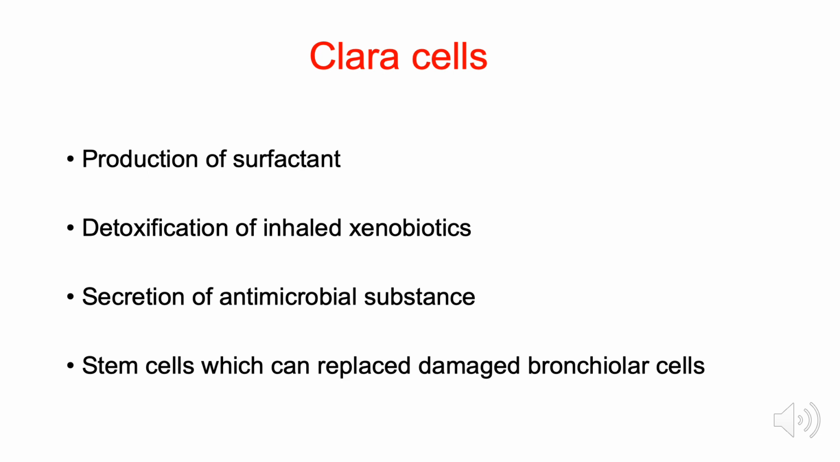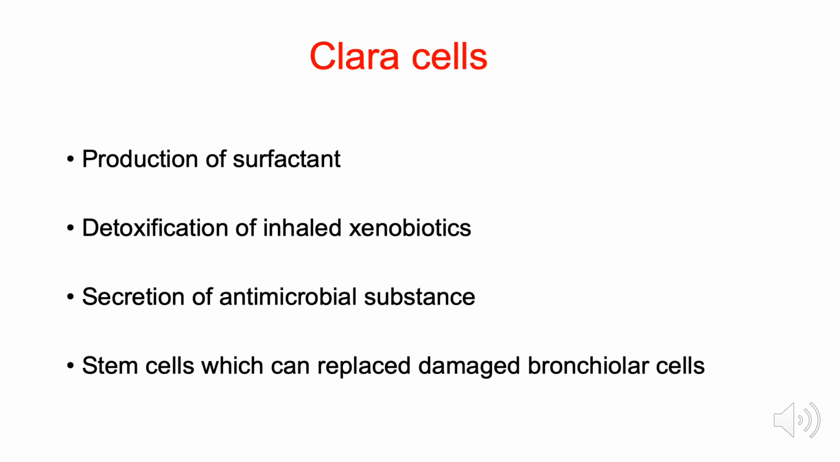So what are now the functions of the Clara cells? Number one, they can produce surfactants. Surfactants are chemicals that reduce the surface tension in the walls of the alveoli to keep them open so that they can facilitate gas exchange.